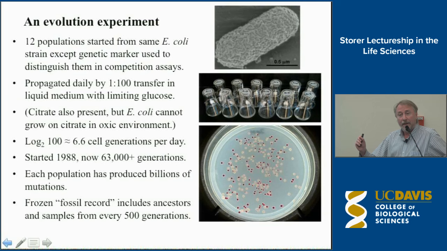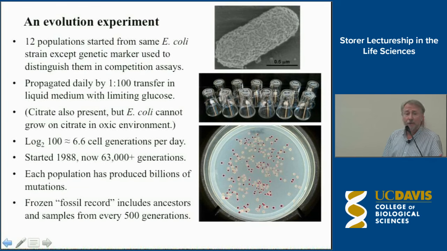So anyhow, this experiment has these 12 populations, and they're propagated every day by taking 1/10 of a milliliter out of the liquid and putting it into 10 mils of fresh medium. So it's a 100-fold dilution. They're growing in a very simple environment with no other species. It's just sugar water, basically.